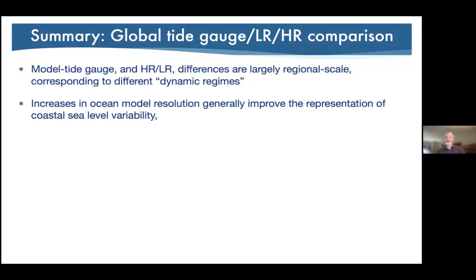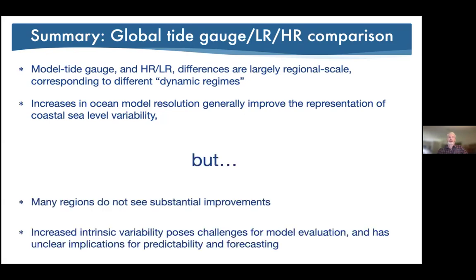Okay, so I know I'm moving quickly, but that's just a highlight of that paper. So we have these general dynamic regimes, and the model improvements cluster in these regions. We generally see an improvement in the representation of coastal sea level variability at high resolution, but sometimes it can degrade if you're using specific metrics like correlation. Many regions do not show substantial improvements, so that greatly increased 100-times computational burden is something worth thinking about, depending on what our applications are.